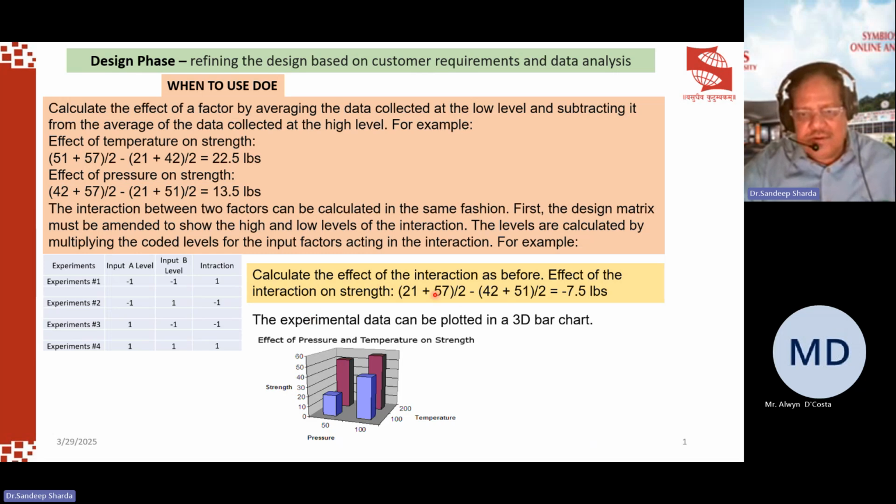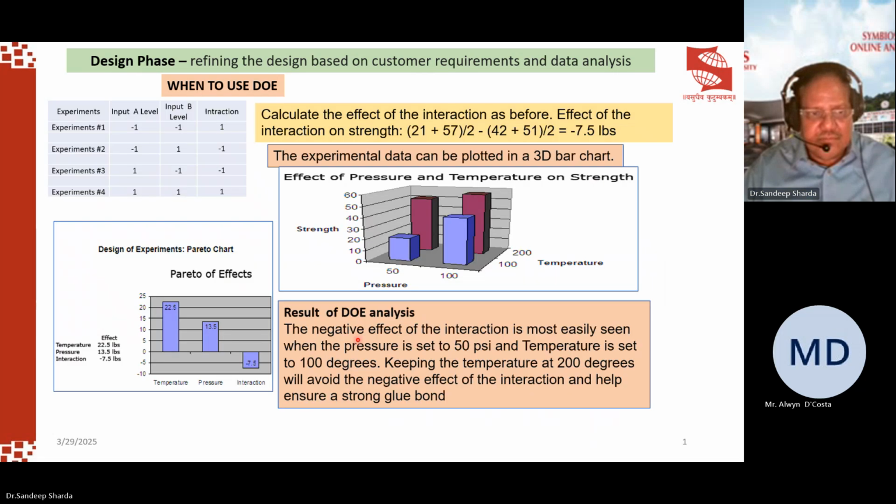So calculate the effect of the interaction A on the strength: 21 plus 57 divided by 2 minus 42 plus 51 divided by 2. So minus 7.5 lbs. The experiment data can be plotted in a 3D diagram as well.